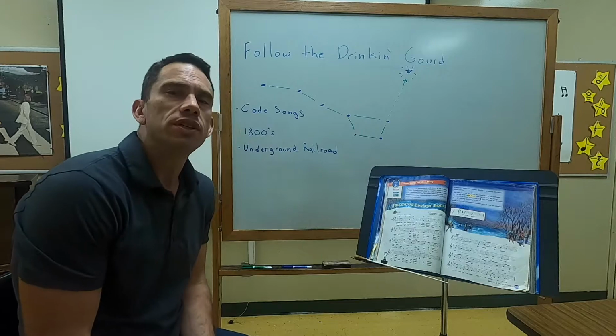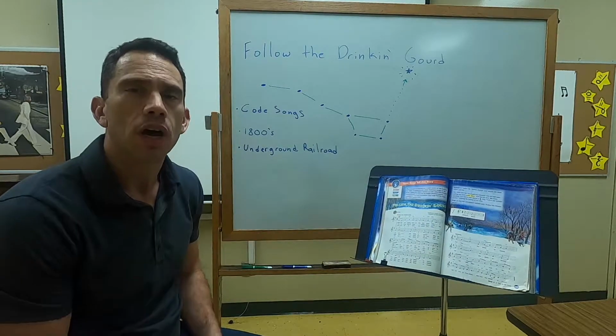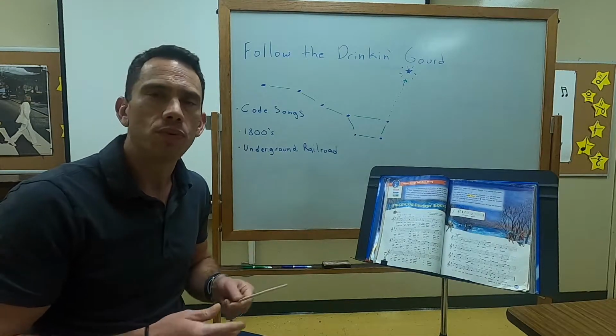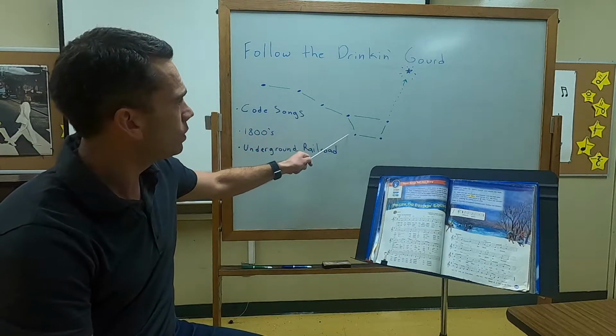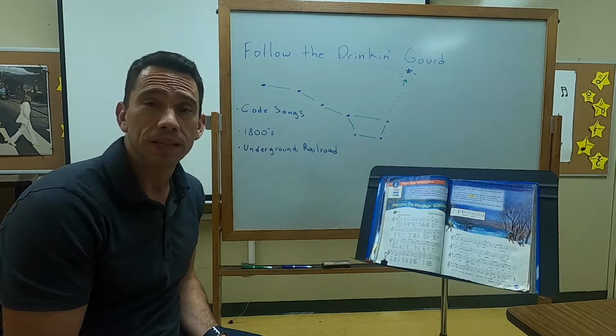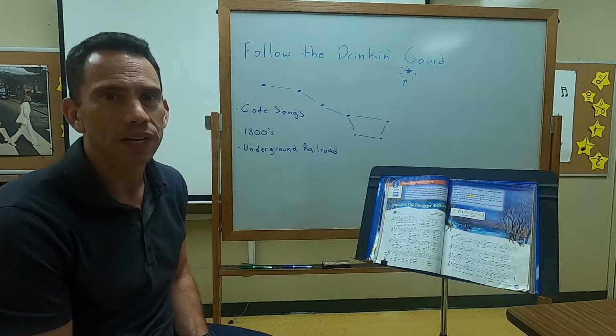So when the slaves looked up in the sky at night, they would often see this constellation. A constellation is a group of stars that, if you could connect the dots, it would form a picture. And what does this one look like right here? Have you ever seen this before? We call it the Big Dipper because it looks like a big dipping spoon. But the slaves, when they saw it, they called it the drinking gourd.